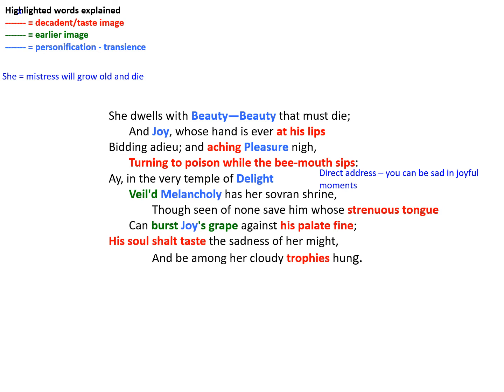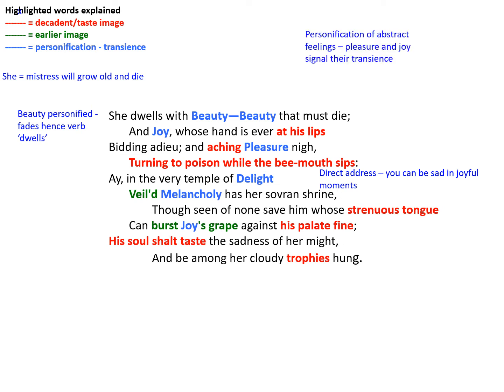But we're told that she dwells with beauty, and I think that verb dwells is significant, because you can dwell with someone and then they can no longer dwell with you. It's like it lives with her for now, but it will fade. And in that same sense of fatality, beauty that must die, we learn that these are transient things. All of the abstract nouns that we encounter here are transient. Whether that's beauty, joy, pleasure, delight, melancholy, they all exist in this state of impermanence. They don't last long enough.